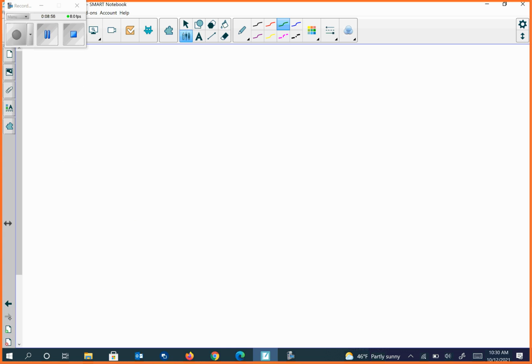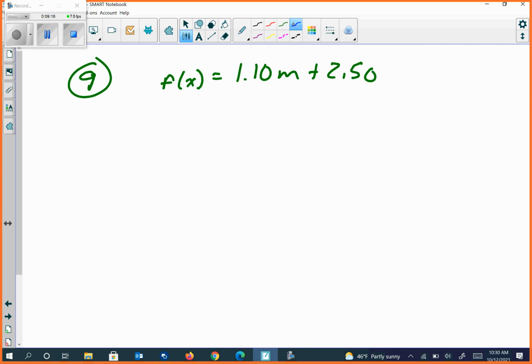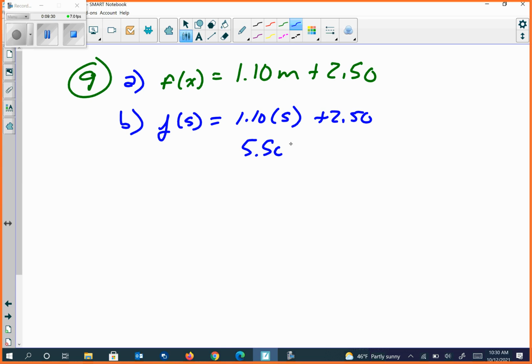Number 9. We did this one similar to this. It says an Uber driver charged you $2.50 surcharge plus $1.10 per mile. Okay? So we can go F(X) equals $1.10 per mile plus the $2.50 surcharge. Okay? Write an equation that represents this. That's A. How much will it cost you to go 5 miles? F(5) equals 1.10 times 5 plus 2.50. So that's 5.50 plus 2.50. So it's going to cost you $8 to go 5 miles.